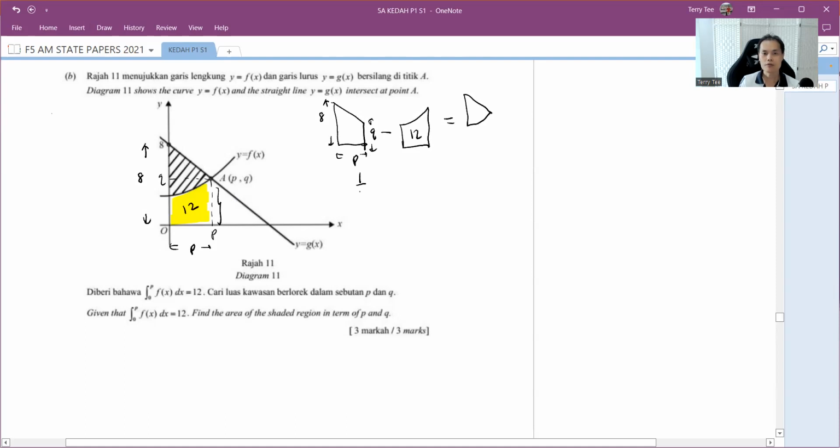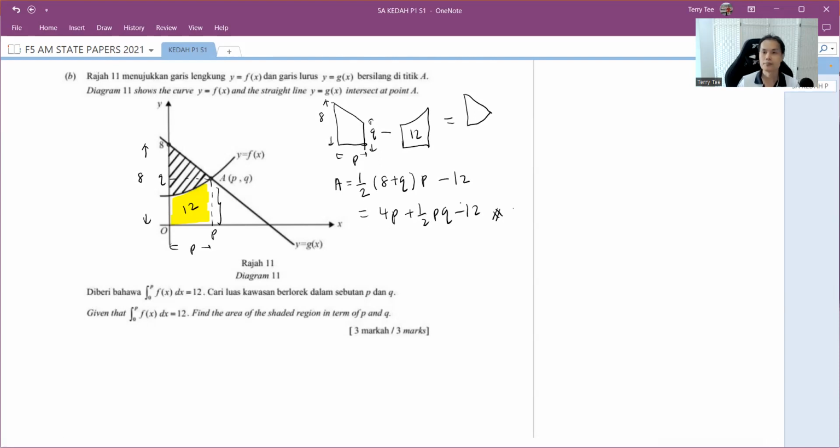So let's use the formula for the area of a trapezium. You're supposed to find the area in terms of P and Q. The area of a trapezium is half the sum of parallel sides times height, which is P, minus this area from integration, 12. Let's multiply the half inside. Half times 8 is 4, 4 times P is 4P, half times Q times P gives us half PQ minus 12. There you go. You can write in any sequence, so you can write half PQ plus 4P minus 12 as well.